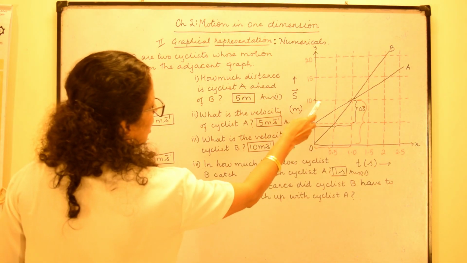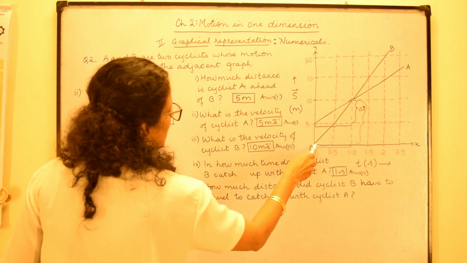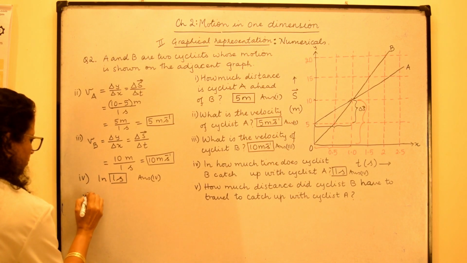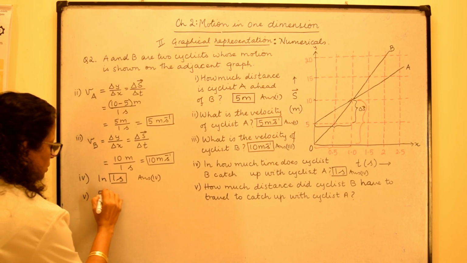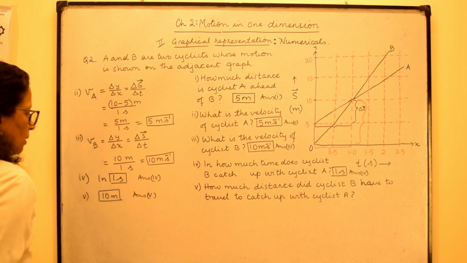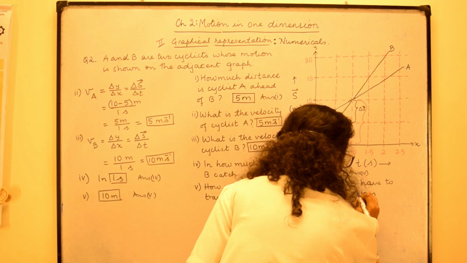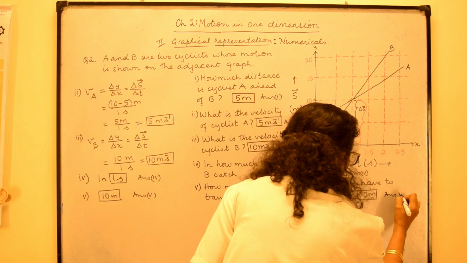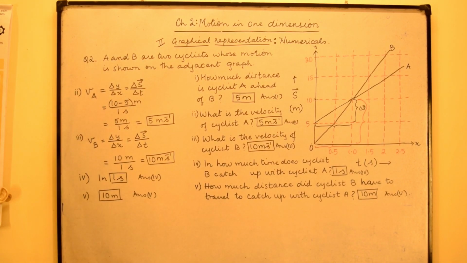B had to travel up to here. From this point you have to drop the perpendicular. So B had to travel up to 10 meters. So our fifth answer is 10 meter. This you will see directly from the graph. So that was this question.